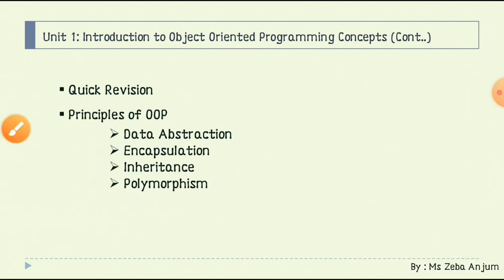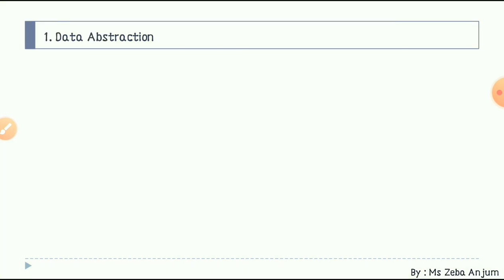Now, coming towards the principles of object-oriented programming, we have mainly four principles over here: data abstraction, encapsulation, inheritance, and polymorphism. Now, let us see each of them one by one. First principle of object-oriented programming is data abstraction. This term could be better understood with the help of an example.